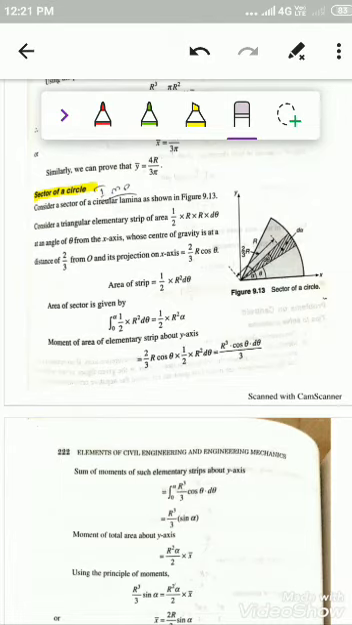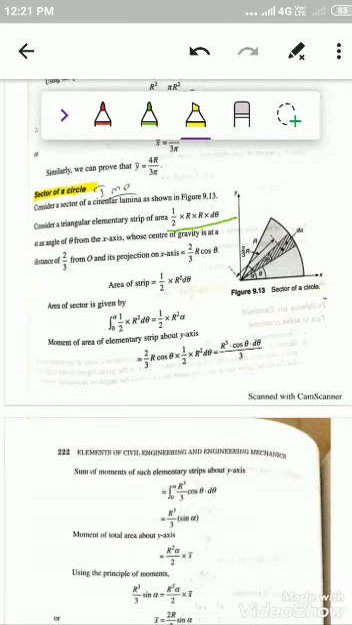So if there is a sector of a circle, what is the x bar value and what is the y bar value, the centroidal distance, we are going to find out here. Now consider the sector of a circular lamina as shown in the figure. Consider the triangular elementary strip of an area of half into r into r d theta.